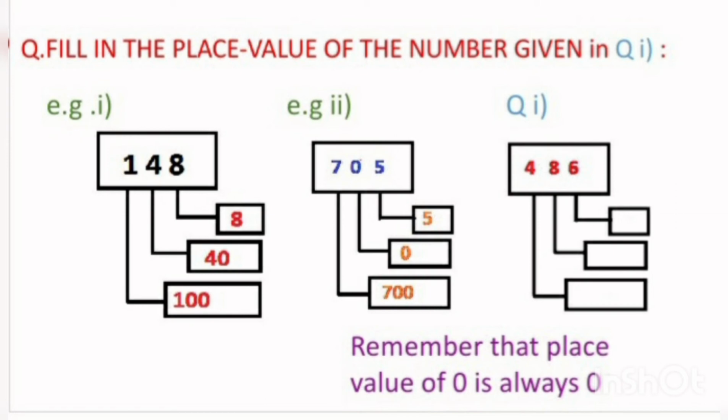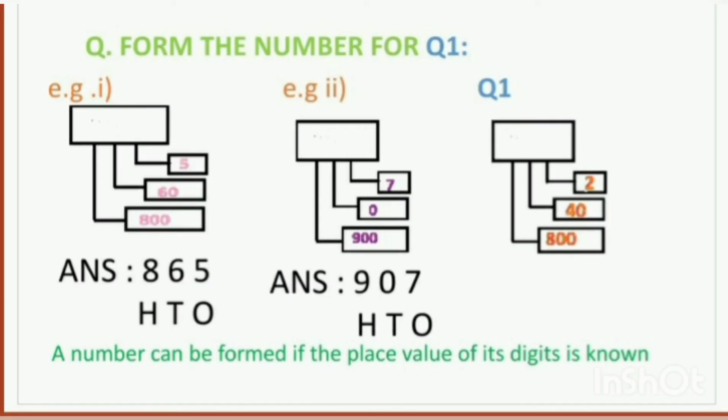Right? Now see this question. You have to form the number for question 1. See the font color? Blue. That is the third question here. 2 examples are given here. In the first example, you can see the place values are given and you have to form the number.